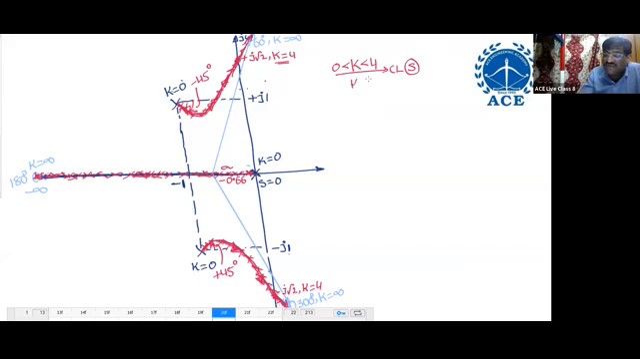K equal to 4, the given system is what? Marginally stable. Because K equal to 4 means poles are coming on the imaginary axis. So K equal to 4, the system is marginally stable.